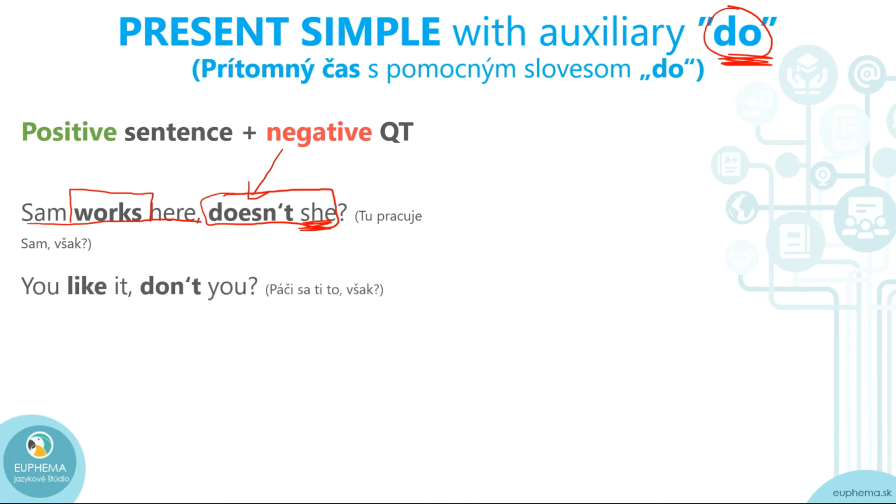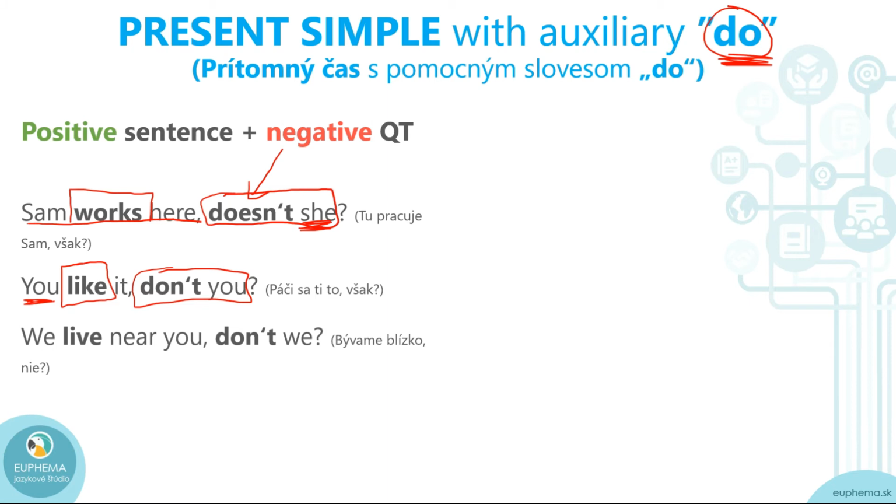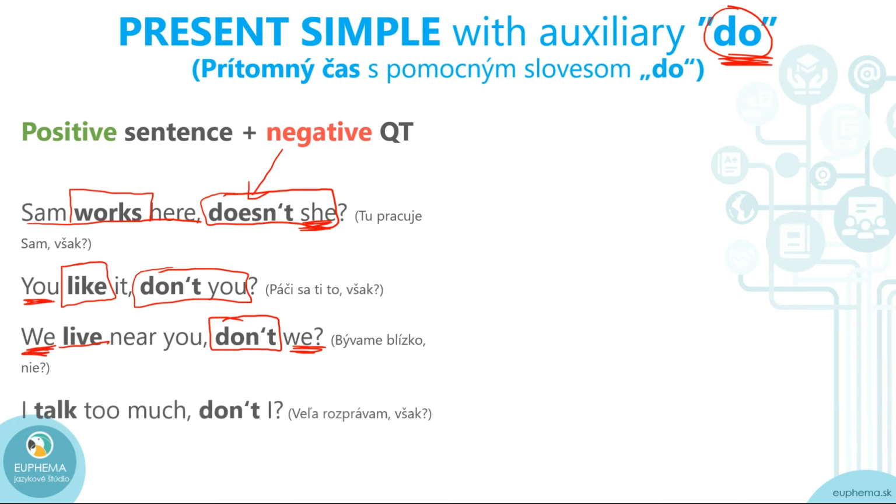Okay, next example. You like it, don't you? Again, we've got a positive like and the auxiliary do, but in the negative, which is don't. Okay, so you like it, don't you? We live near you, don't we? Same thing, positive live, negative don't we, okay? We, the person, remains the same. I talk too much, don't I? Talk, positive, don't, negative plus I.